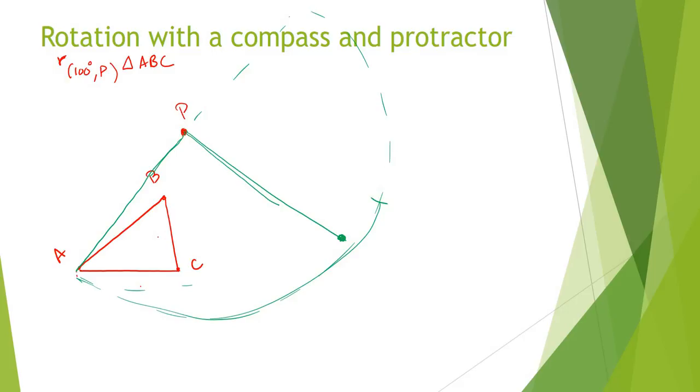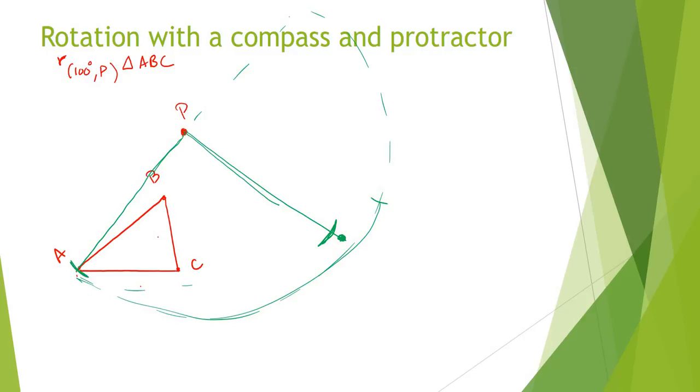Now, taking your compass, you're going to measure the distance from A to P, and then keeping it centered on P, you're going to swing around and measure off a similar distance on this line.